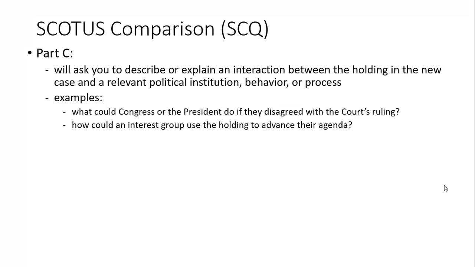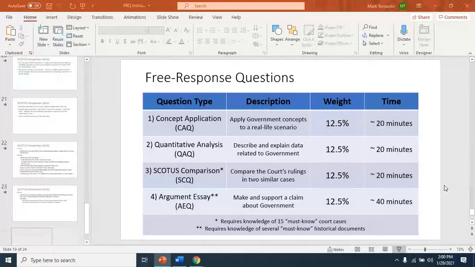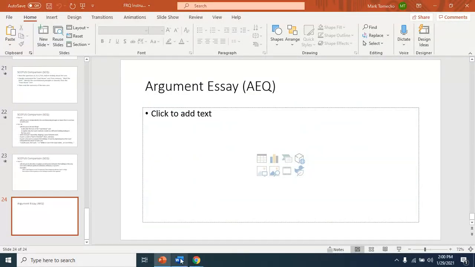Another example is, how could an interest group use the holding to advance their agenda? Remember, interest groups are very interested in court decisions and litigation. They file amicus briefs. How would an interest group take this decision and use it to advance their policy agenda? That's what they're doing there. All right, that is your introduction.